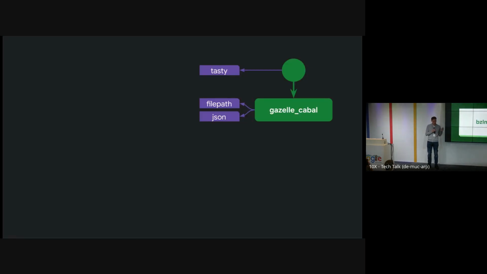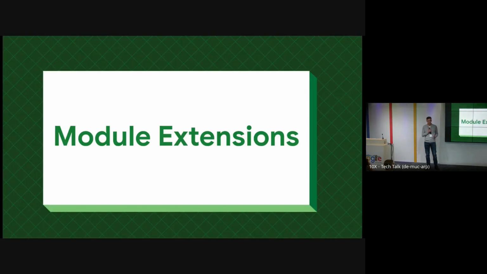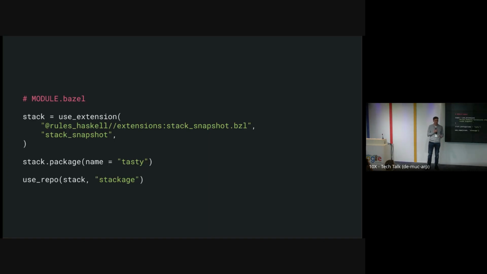So how does this work in bzlmod? Well, what we want is transitive dependency resolution, and we get that with bzlmod. So in that case, the root module is just going to declare, I depend on tasty. Gazelle Cabal is going to declare, I depend on filepath and JSON. And then bzlmod is going to resolve all those transitive dependencies for us. So how could it possibly do that? How can bzlmod know about Haskell at all? So bzlmod is extensible with module extensions. And the way you use those is that in your module file, you would first import this extension with a use_extension stanza. Give it a name. For brevity, I just call it stack here.